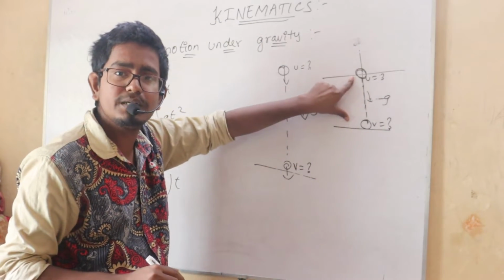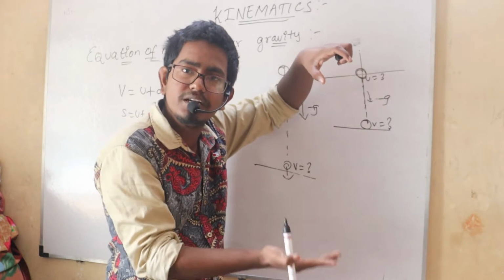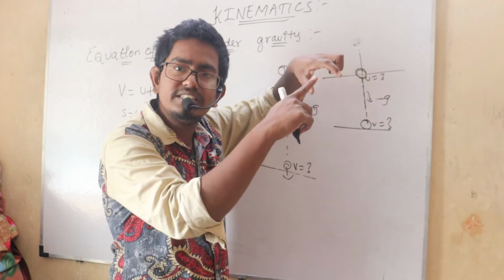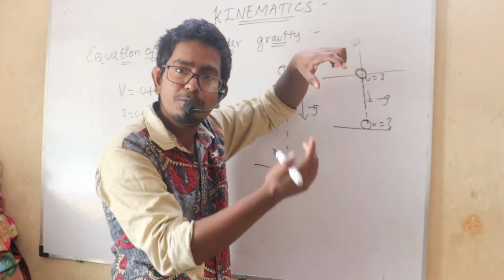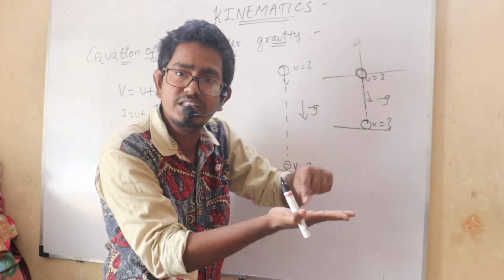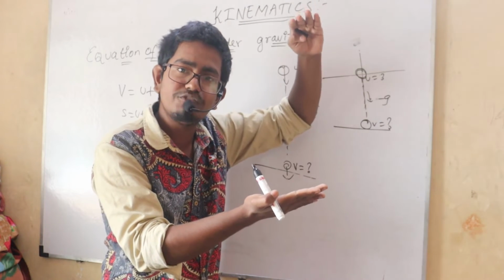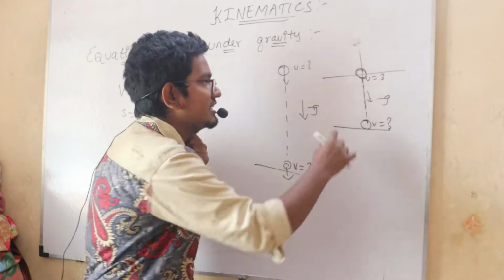You can see the displacement of the ball. Initially the ball is here, but now the ball is displaced from here to here. Initially the ball is here, but after I projected it in a downward direction, it is going to hit this surface and stay here. That means it is displaced from here to here. So it is the displacement.